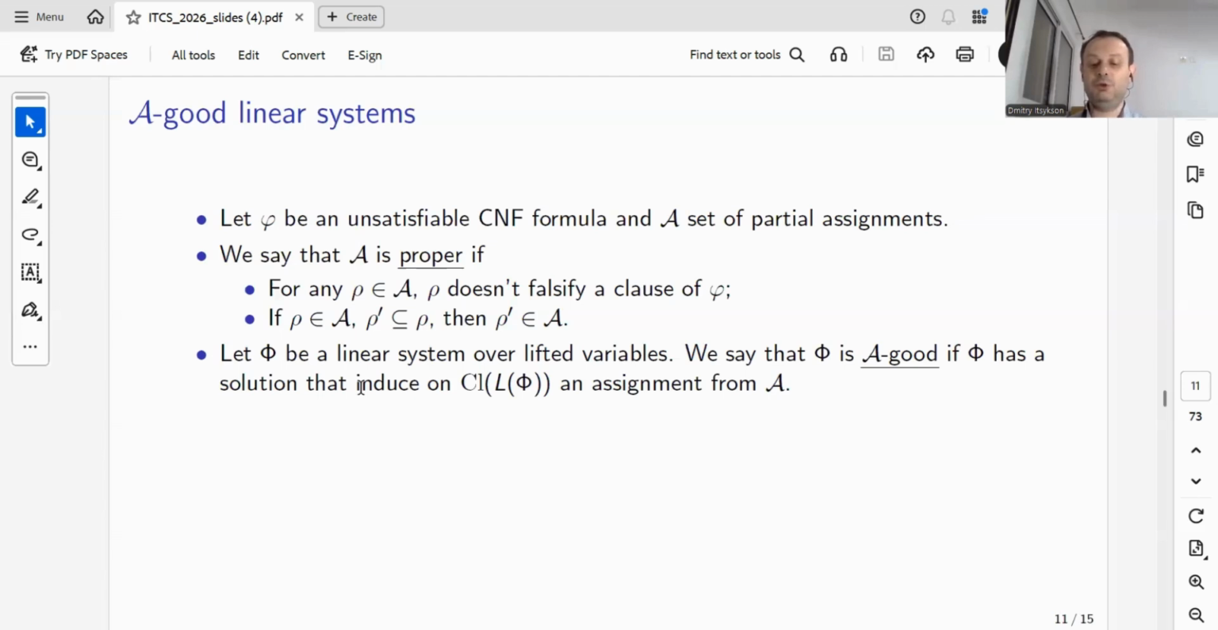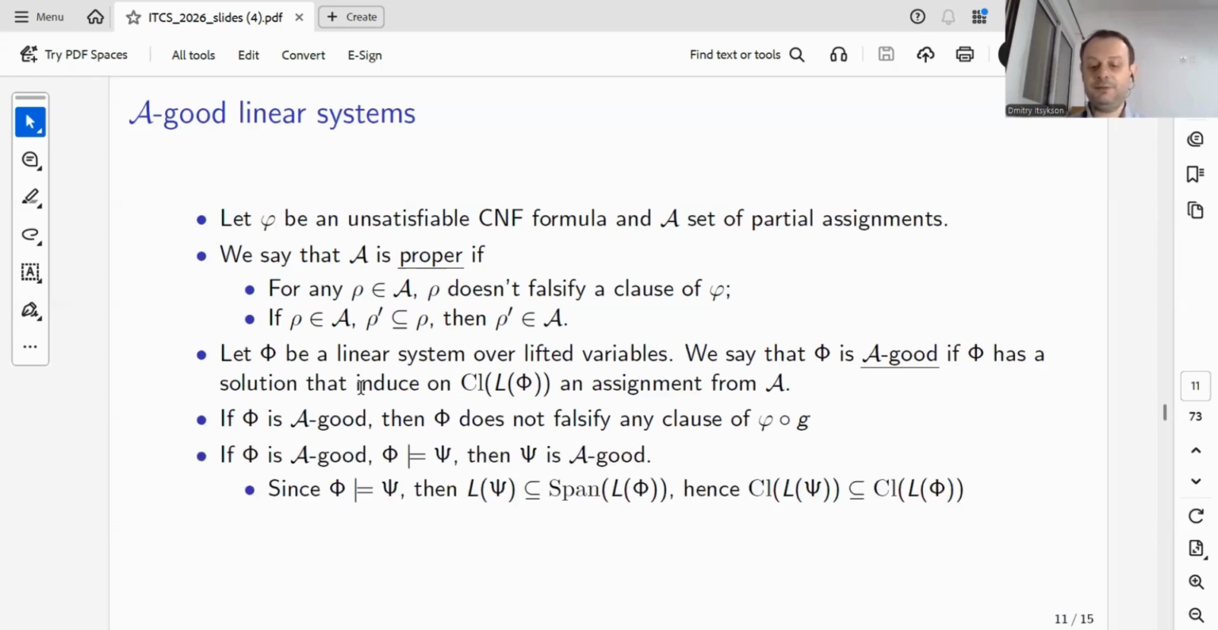We will use the following two properties of a good linear system. First, if phi is A-good, then phi does not contradict any clause of the lifted formula. This follows from the fact that elements of A do not contradict clauses of the unlifted formula, and in the solutions we can modify values outside of the closure as we like.